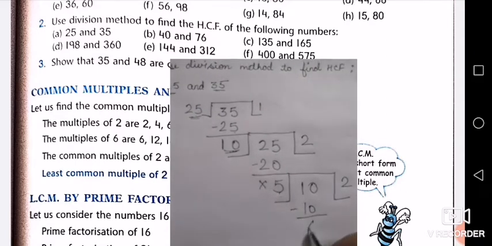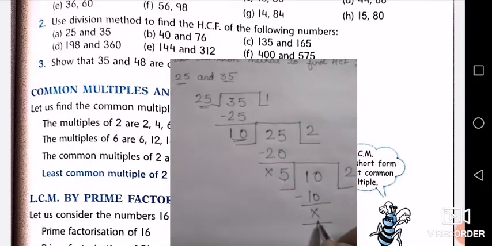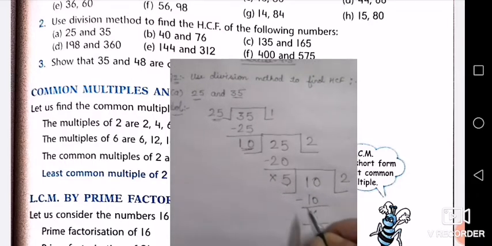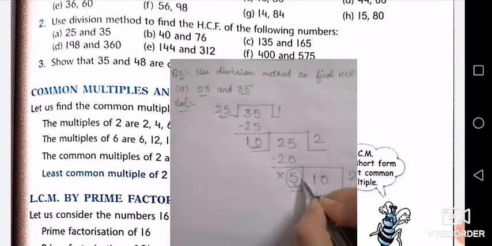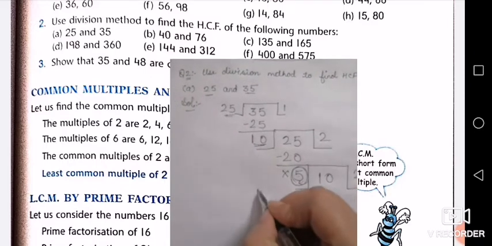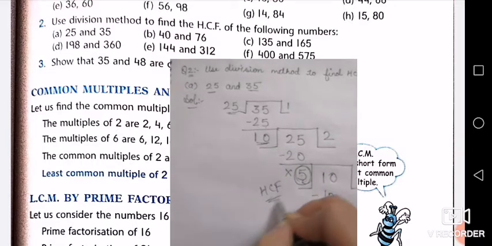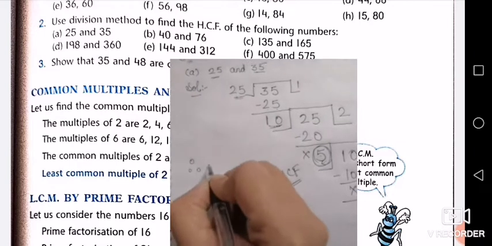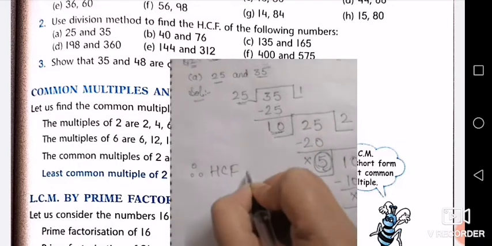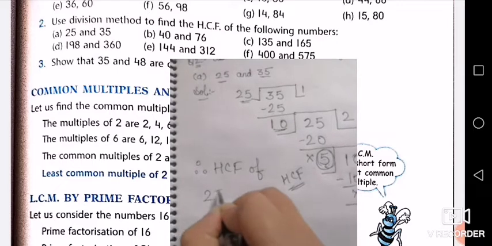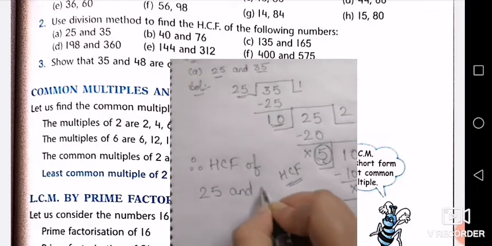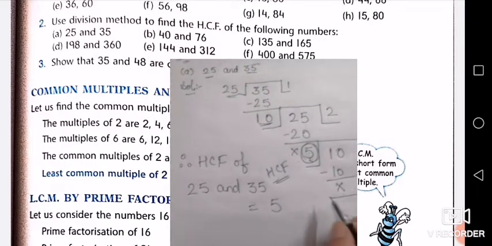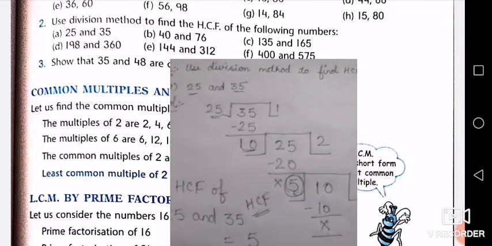Now you have to do this division until you get 0 as a remainder, and when you get 0 as a remainder, then this last divisor will become your HCF of the given two numbers. Therefore what will you write? Therefore HCF of 25 and 35 is equal to 5. Got it? Let's see this question again.